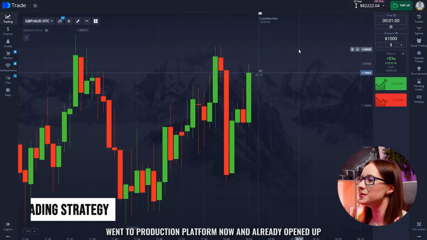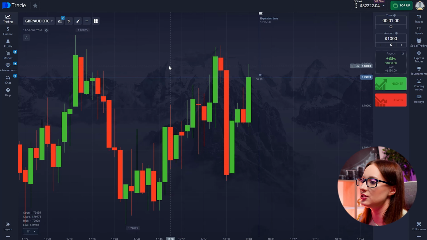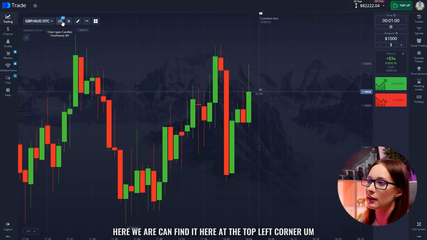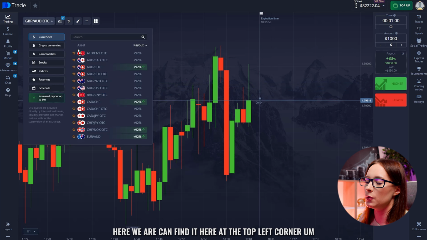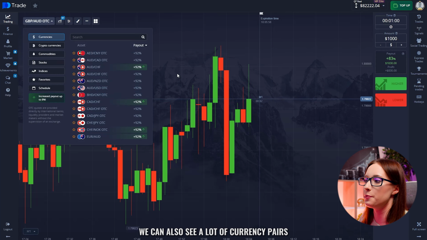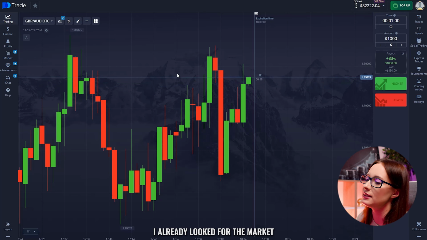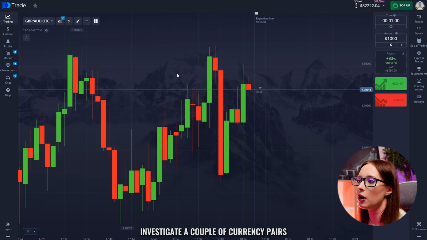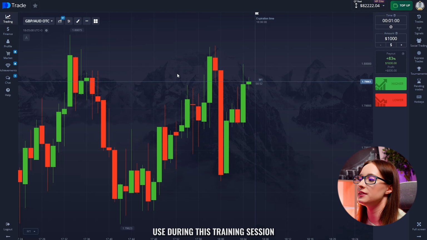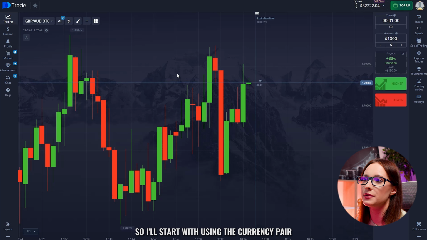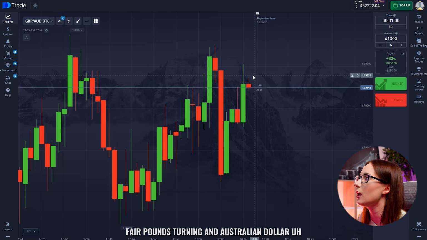Okay, so I went to the Pocket Option platform now and already opened up a Japanese candlestick chart. Here we are, you can find it here. At the top left corner, we can also see a lot of currency pairs, but because of my morning analysis, I already looked through the market, investigated a couple of currency pairs, and chose the ones that I'm going to use during this trading session. So I'll start with the currency pair pound sterling and Australian dollar.